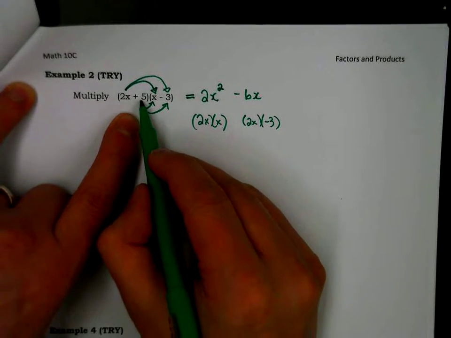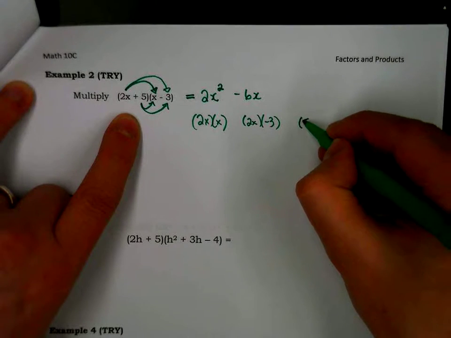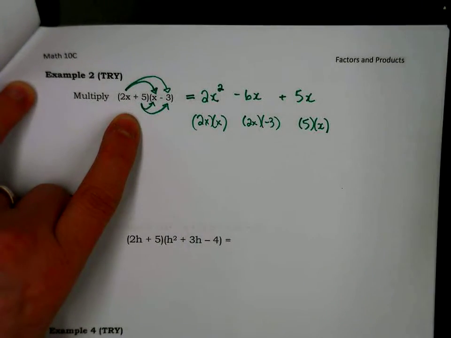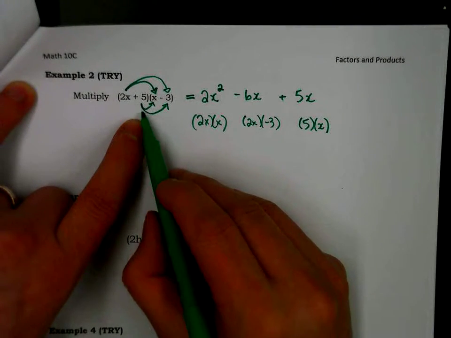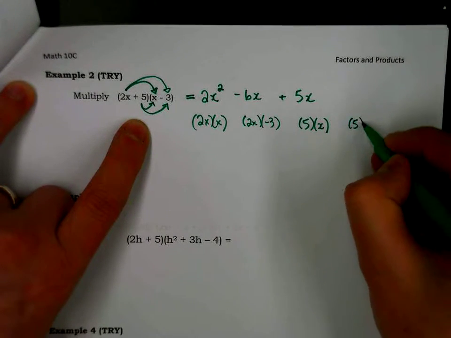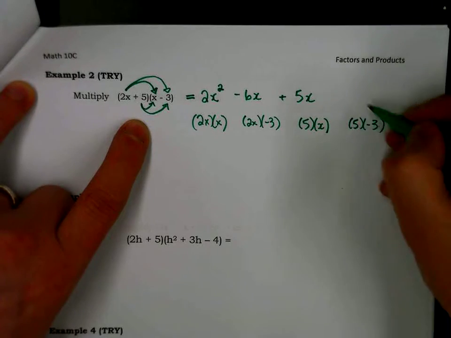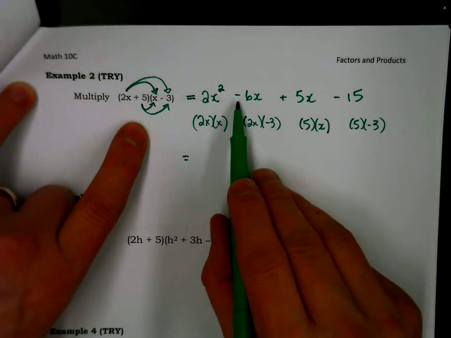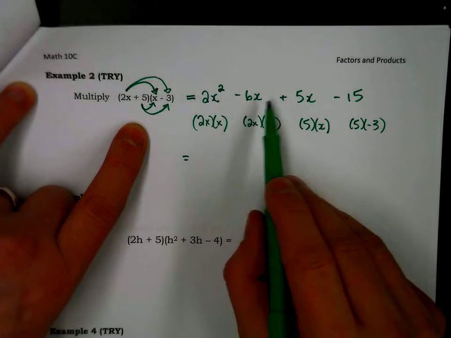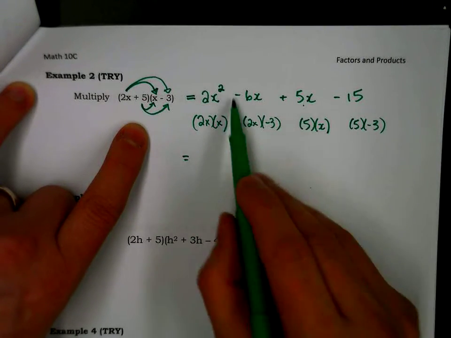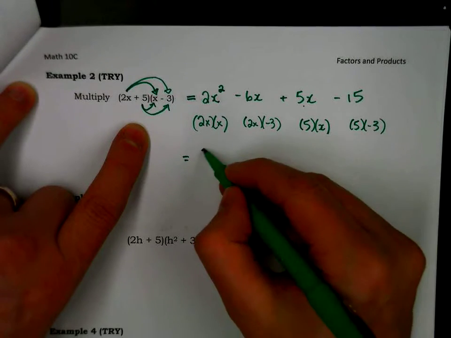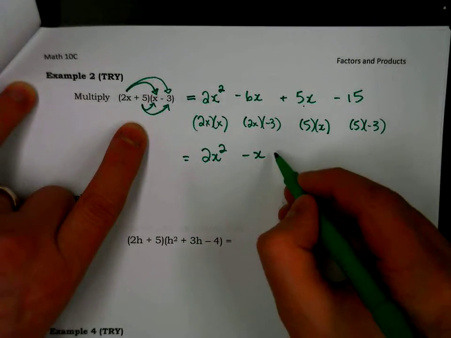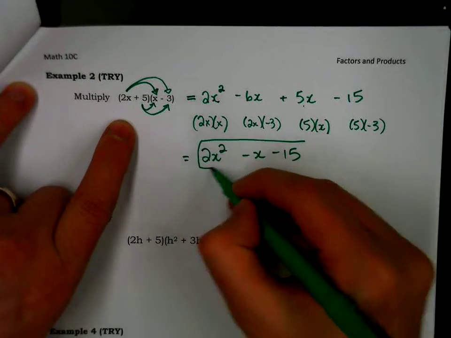Your third arrow is the 5 times the x, which makes positive 5x. And lastly, the 5 times the negative 3 is the last combination here, and a 5 times a negative 3 is a negative 15. And when you combine all the like terms, which essentially is only the middle two, a negative 6 plus a 5 makes a negative 1x. So 2x squared minus 1x or minus x, minus 15 is the answer.